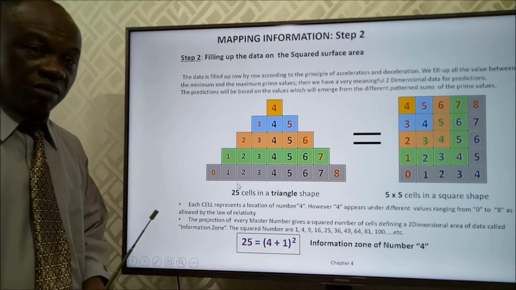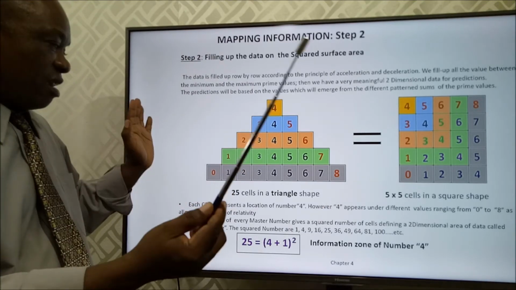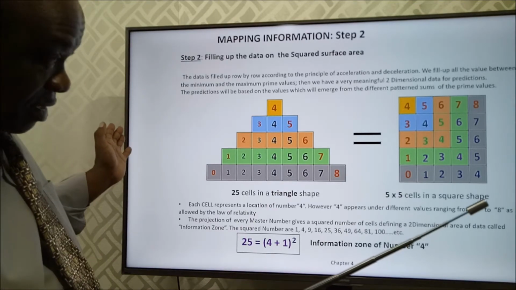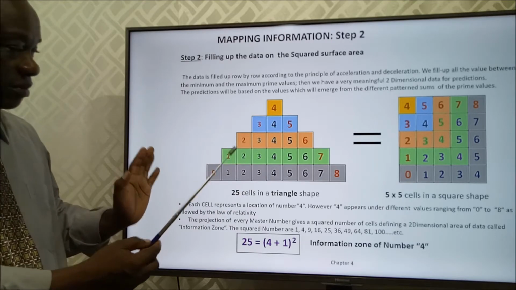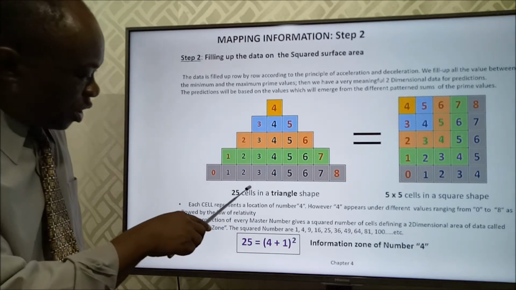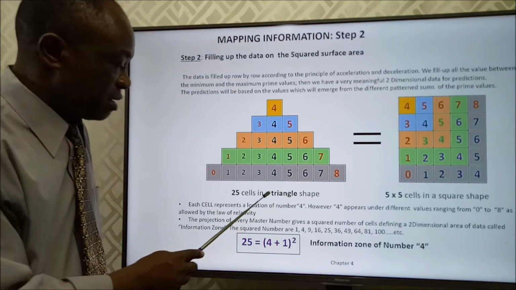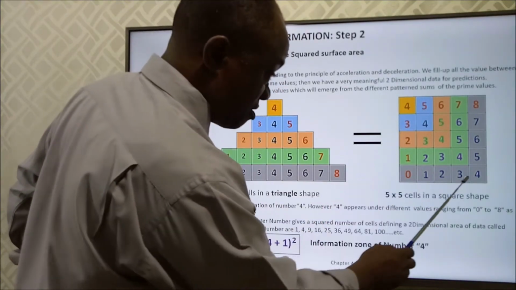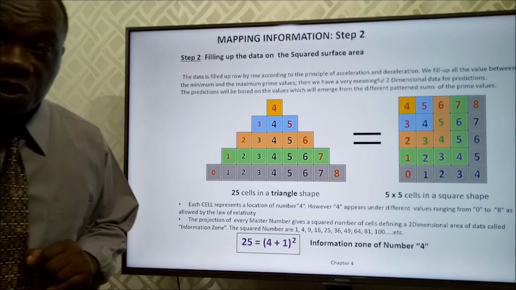So now the first thing we observe here, we have something like a triangle. Some people may see it as a pyramid, and you can have your own interpretation here, but as long as it makes sense. So here we have 25 cells, and here also we have 25 cells. So we have 25 values.